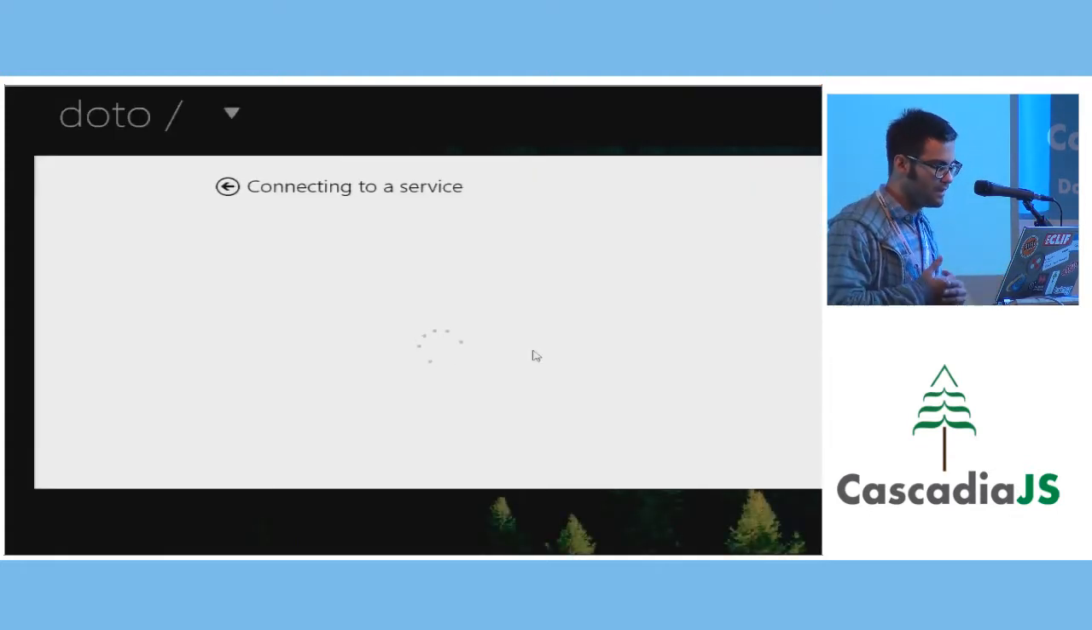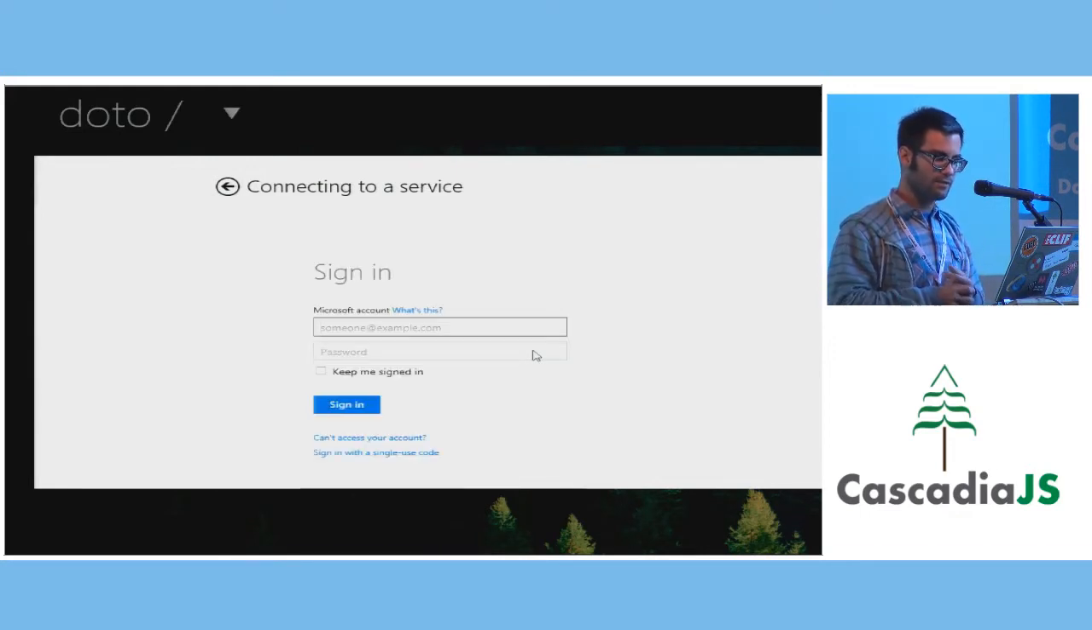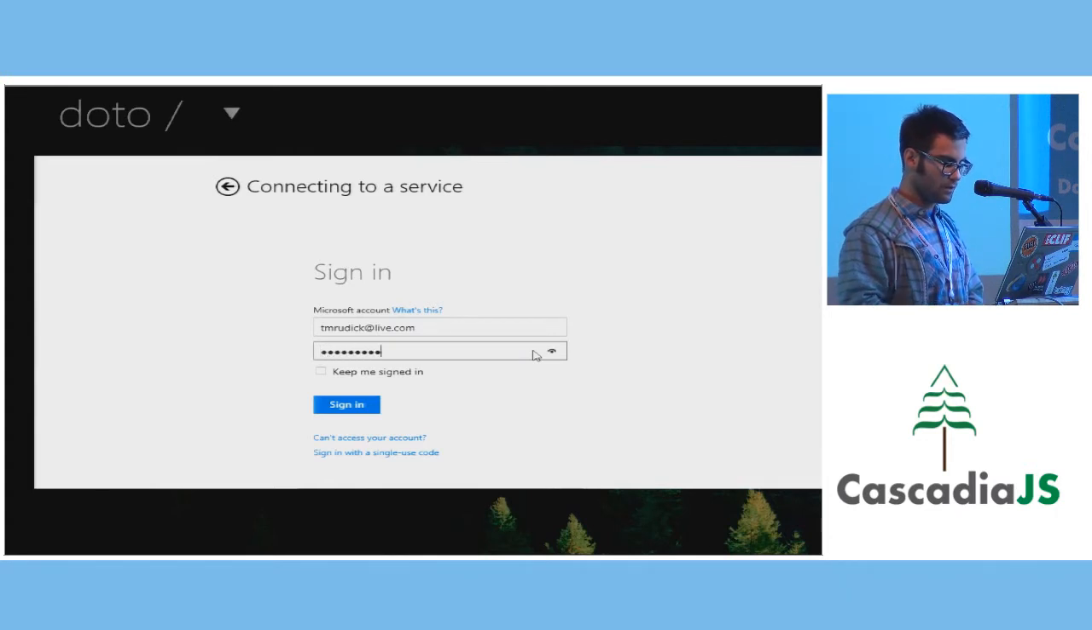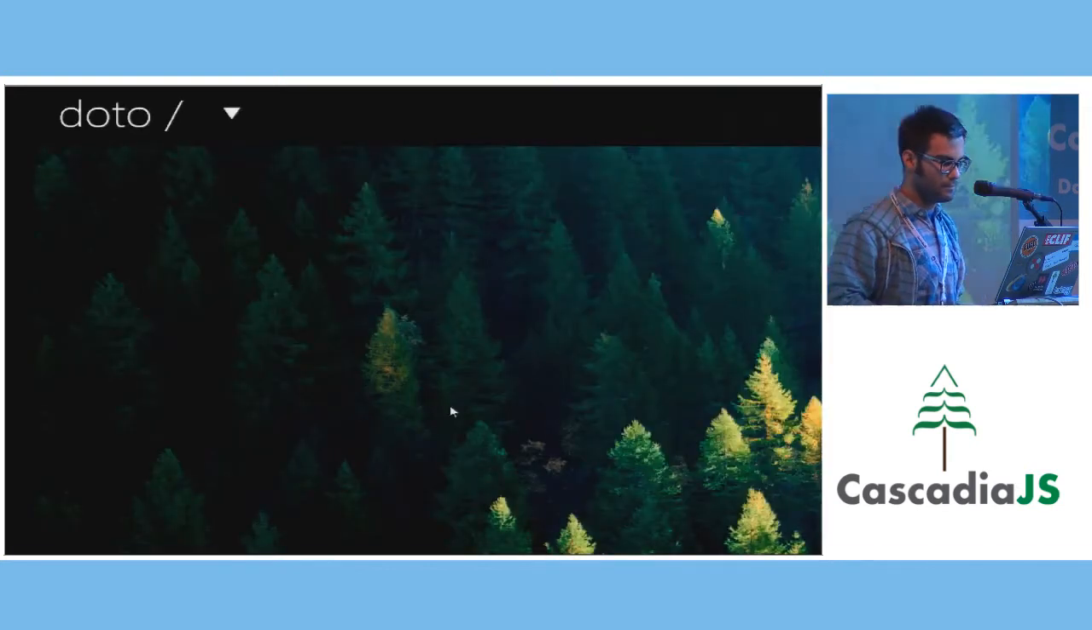Okay, perfect. All right, so now the service is running, connecting to Azure Mobile, and it's asking me to log in with Live ID. This is what I was talking about before with the really easy user login. So I'm just going to log in quickly and keep me signed in.